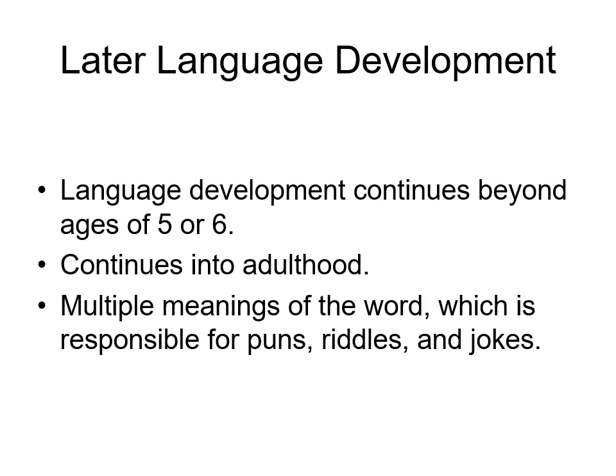Now, what happens later when it comes to language development? It turns out that language development goes way beyond ages 5 and 6, even after the infants can hold very adult-like conversations. And this maturity goes well into adulthood. One of the most striking features is the multiple meanings of a word, which is really responsible for puns, riddles, and jokes. For instance, the word green can mean this color, right? Or it could mean that you're really inexperienced.